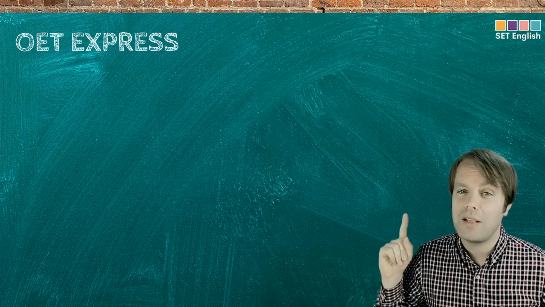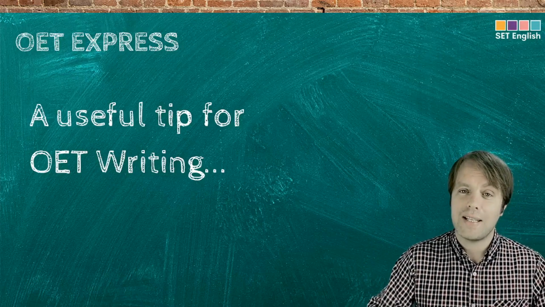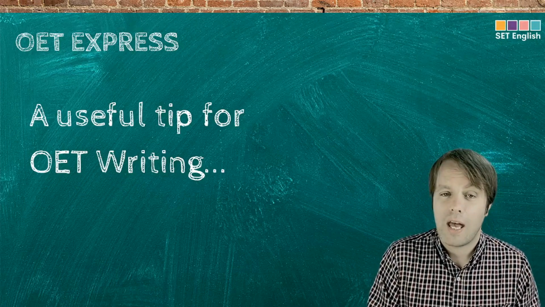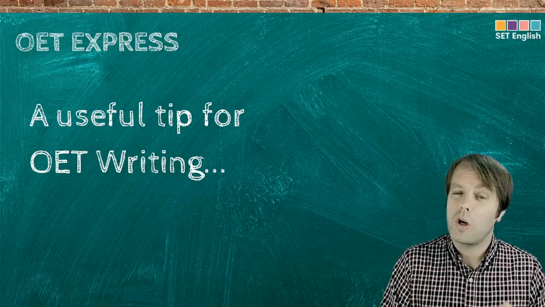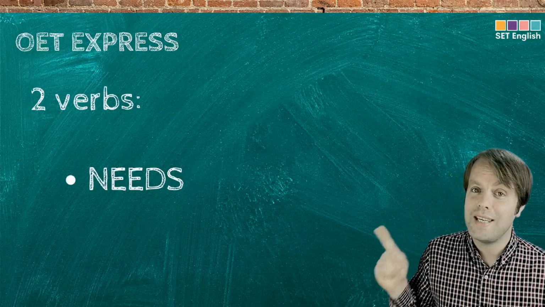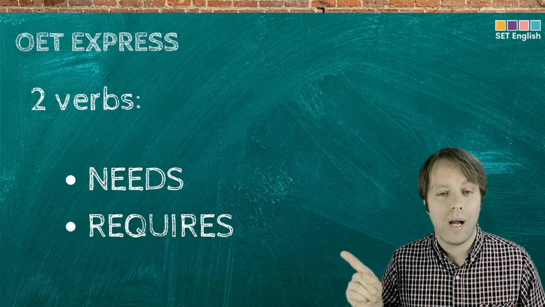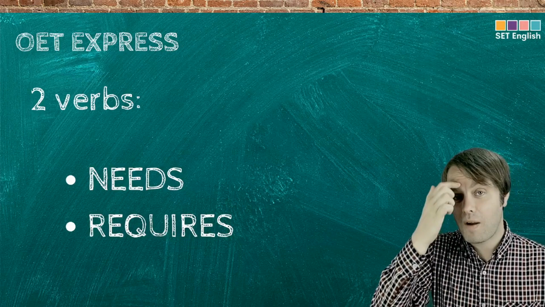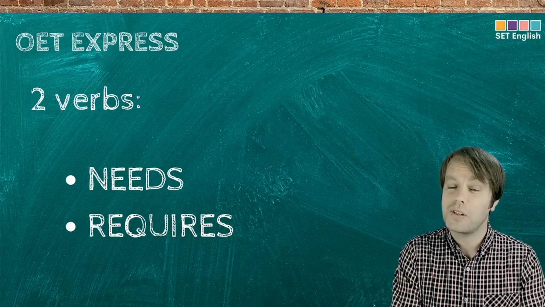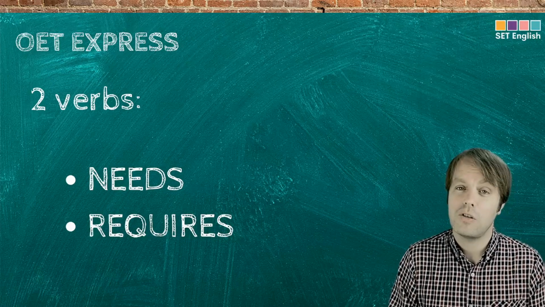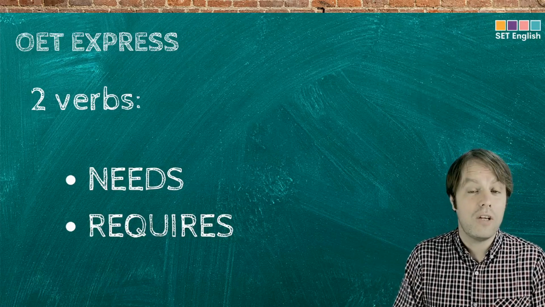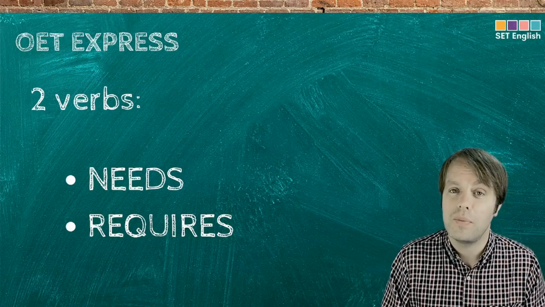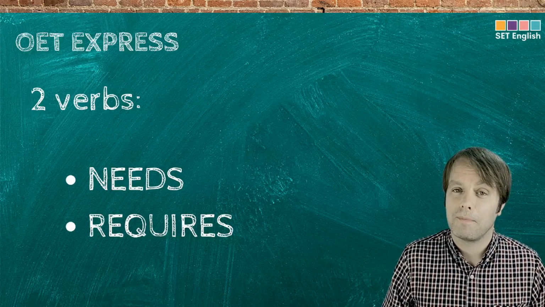In this video, I want to give you a top tip for OET writing, and it's about verbs, okay? So verbs are usually doing words. And in this video, I want to talk about two verbs, okay? The first one is needs, and the second one is requires. These are two action words that are used very often in OET writing, because you are usually talking about a patient who needs things or a patient who requires things. So you're probably going to have to use these verbs in your OET writing.